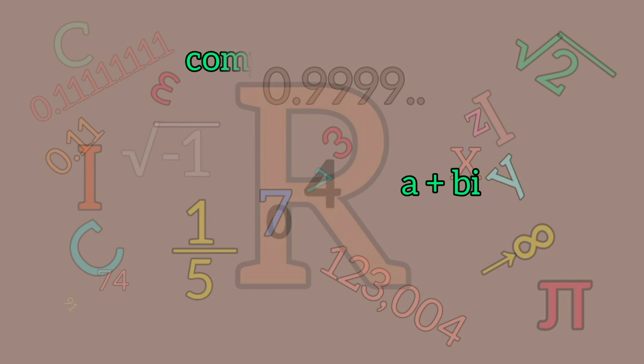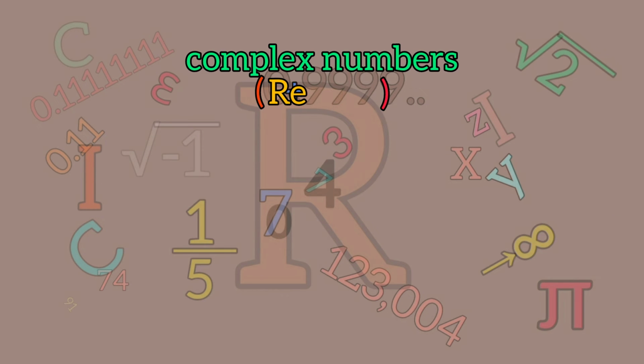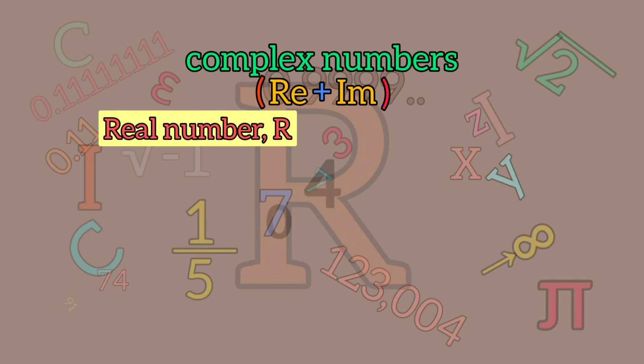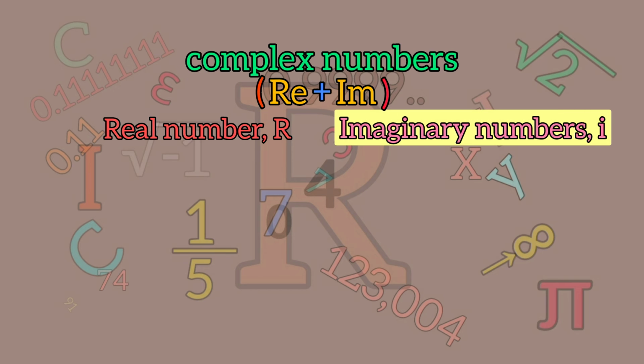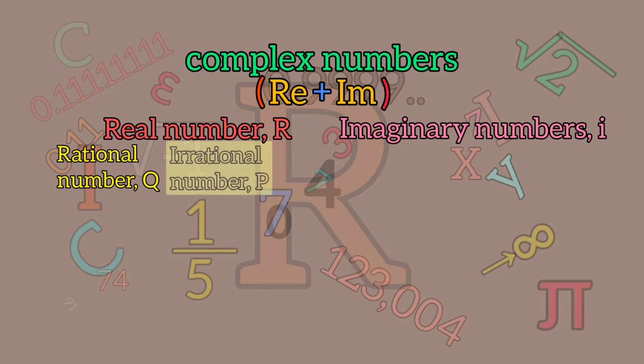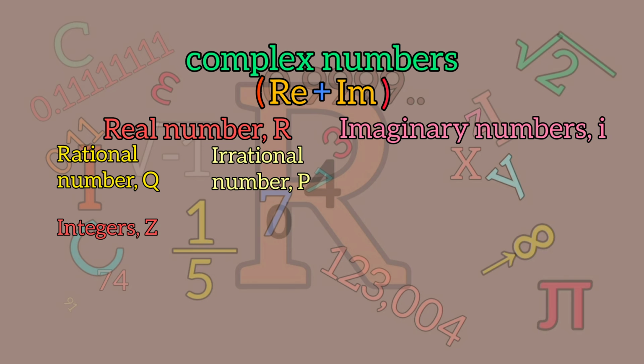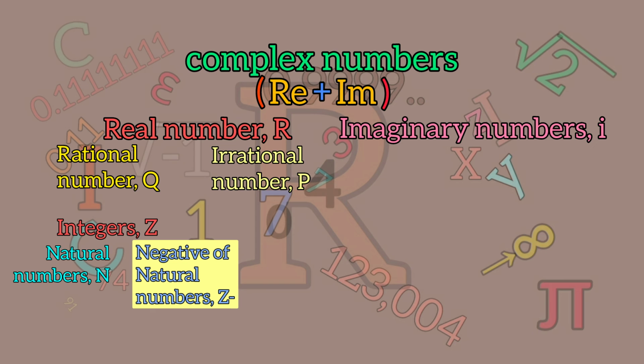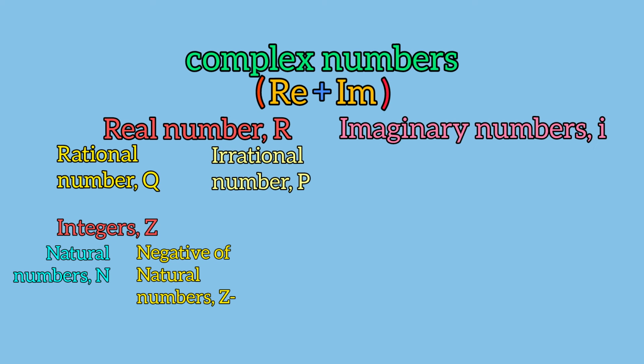To summarize, complex numbers are made up of two parts, the real part and the imaginary part. The real part is made up of real numbers, R, while the imaginary part is made up of imaginary numbers, I. Real numbers are further divided into rational numbers, Q, and irrational numbers, P. Below rational numbers is the set of integers, Z. Integers can be thought of as divided into the natural numbers, N, and the negative of natural numbers. And 0 can be found between these two sets of integers.